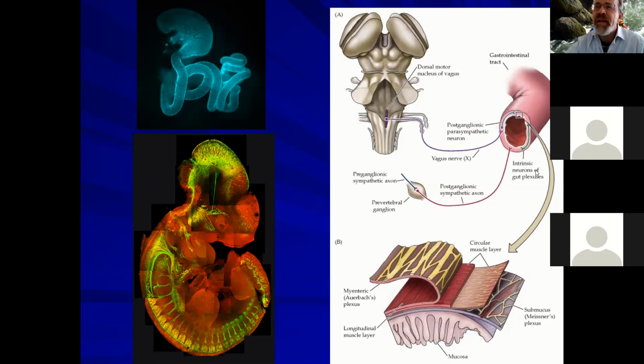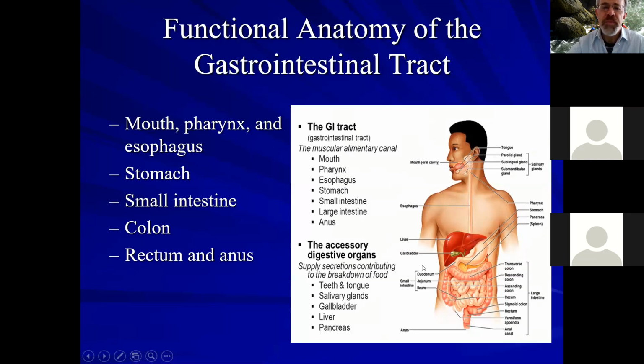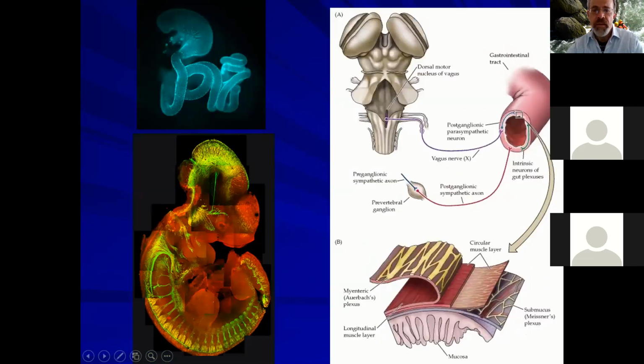This diagram right here, let's see if I can move this up a bit. Oops, sorry about that. There we go. This is showing these intrinsic neurons. This could be Meissner's or Auerbach's plexus, and this is showing input from the parasympathetic or sympathetic pathways, right? So they both provide input to this system itself to regulate it.